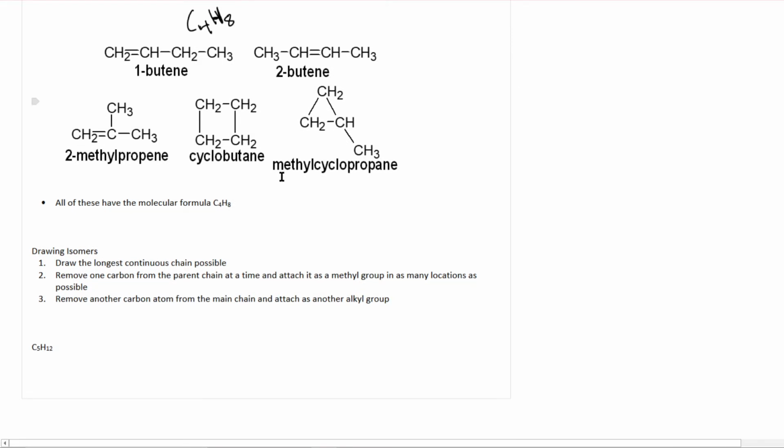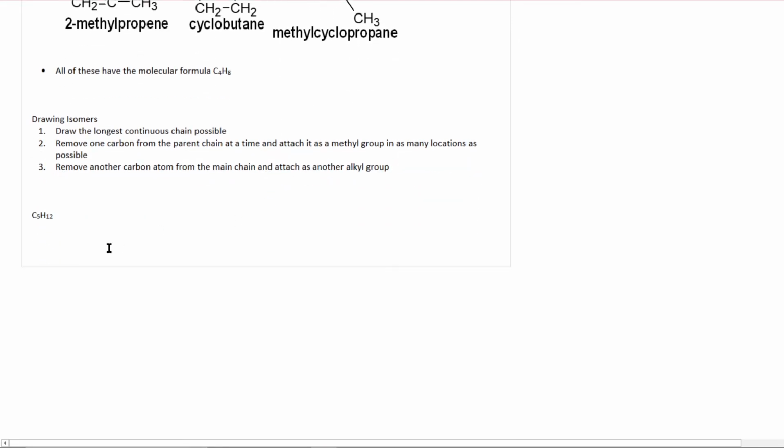When you're drawing isomers, there are a couple of really easy steps that you can follow. One is to draw the longest continuous chain possible. So if we're looking at C5H12, we'd want to draw 1, 2, 3, 4, 5 carbons, like such. We want to draw those ones there.